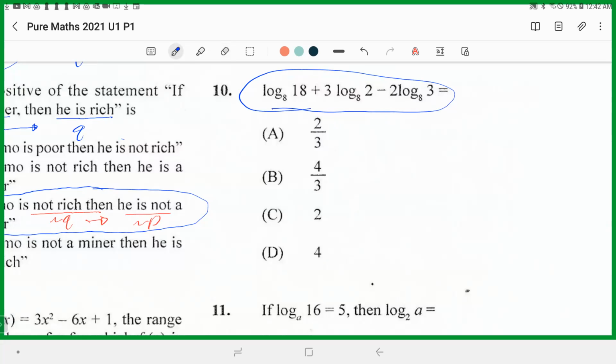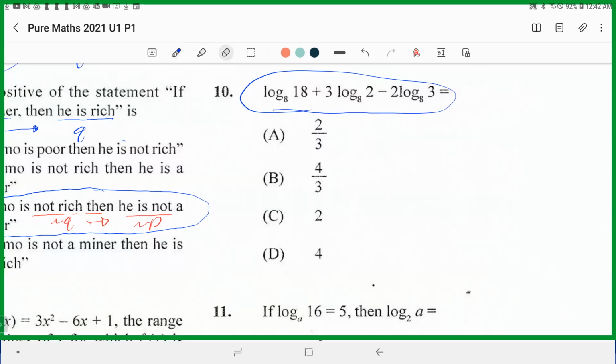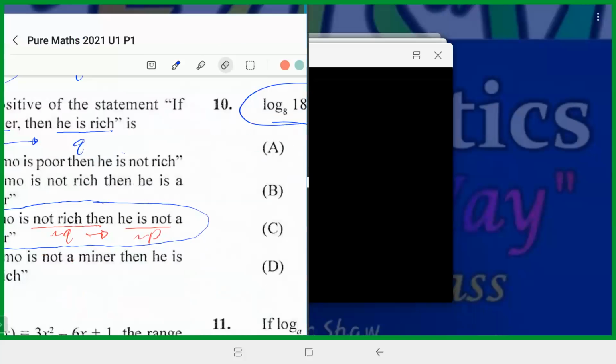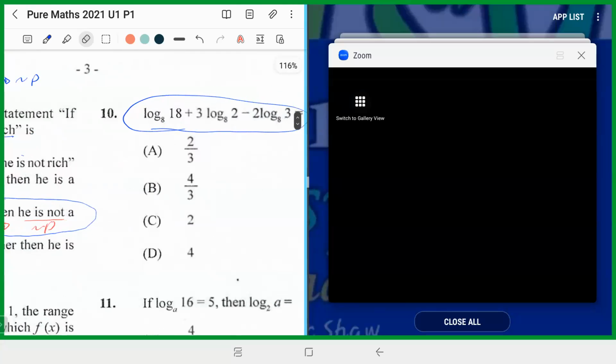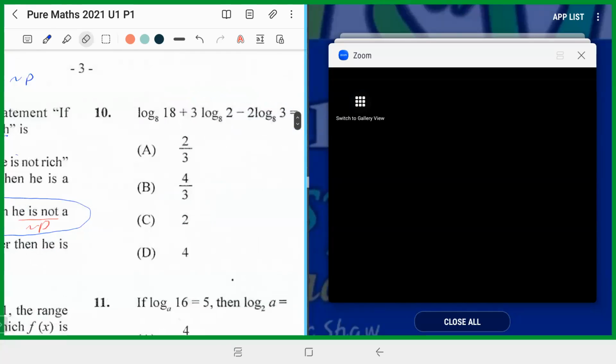I just can't understand how they allow you to use a calculator and give you a question like this, where you can just type it in the calculator and get your answer. Let me bring up the calculator and show you. You have the calculator that can work out these logs, and even if you have the calculator that can work out log to base 8.